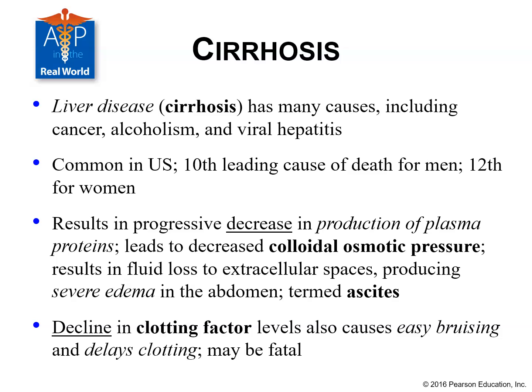And one of the principal problems that occurs in the human body is a decrease in plasma proteins, in the production of plasma proteins. So you'll get a blood smear and a complete blood count, you'll get a metabolic panel, and you'll find out that the colloid osmotic pressure is reduced because the albumin level is usually reduced. And that results in a lot of fluid loss to the extracellular space, and that can produce severe edema, sometimes in the abdomen, and that term for edema in the abdominal area in the peritoneal cavity is called ascites.